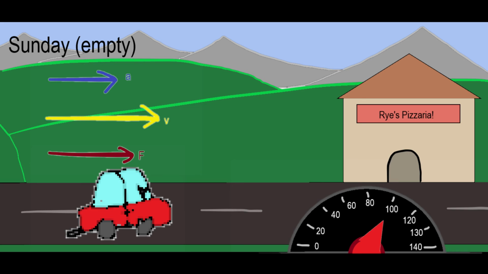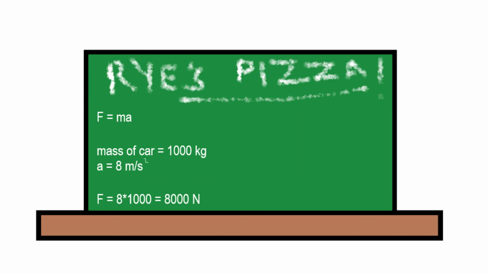Let's calculate the force caused by the accelerator. The mass of the car, let's suppose, is 1000 kilograms, and the acceleration we know was 8 meters per second squared. Therefore, we can compute that the force was 8000 newtons.